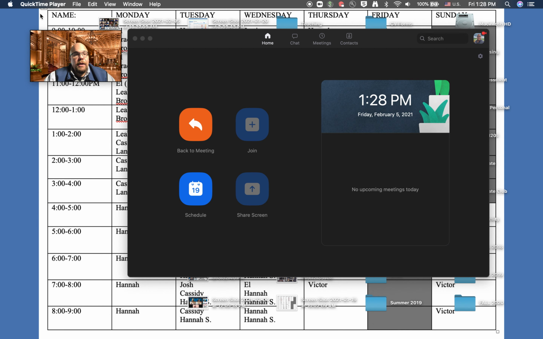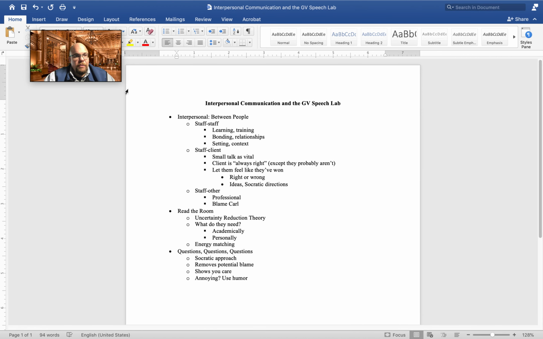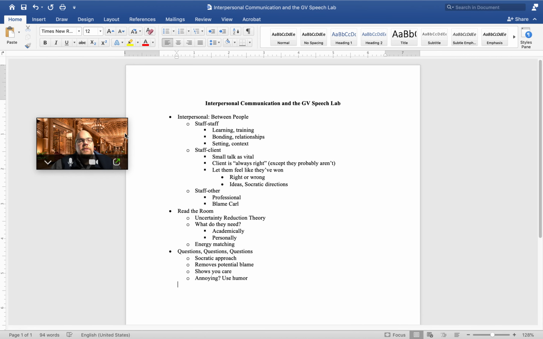So let's shrink me down and go over here. All right, so here's what I want to cover. First of all, it's important to understand that interpersonal means between people. Whenever we have two or more people communicating, it's interpersonal communication. And this is a really broad area of study because it can be applied to so many different aspects of how we live our lives and how we communicate in our lives.